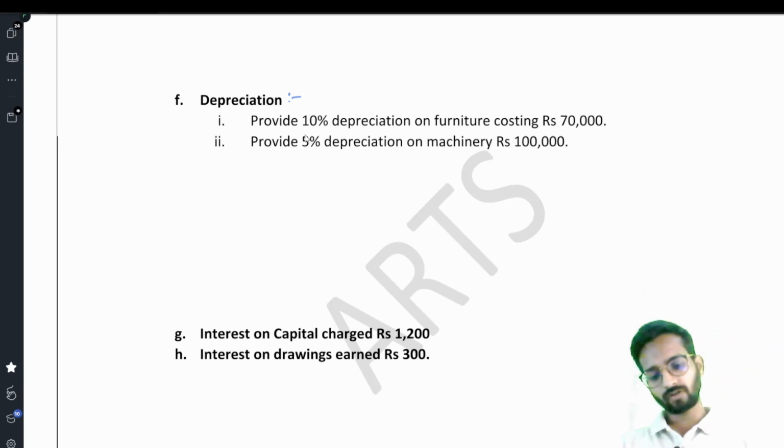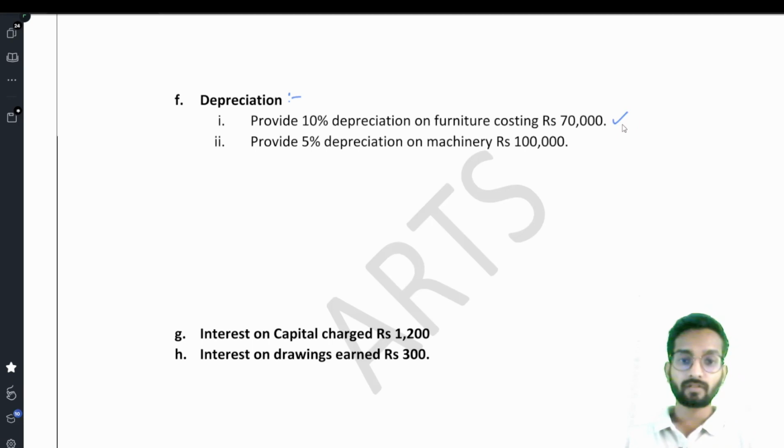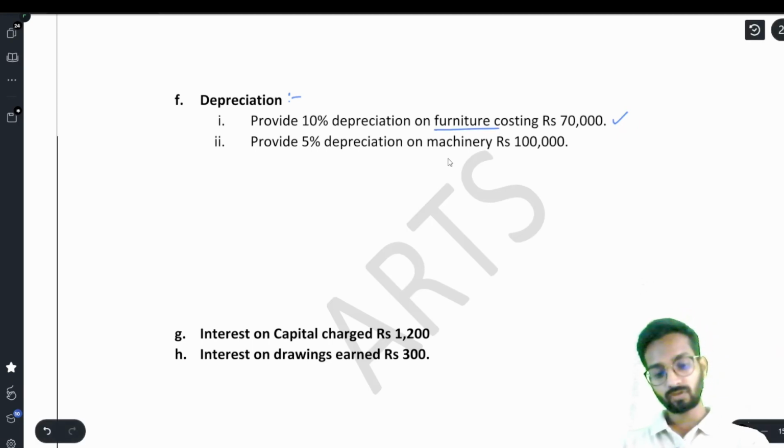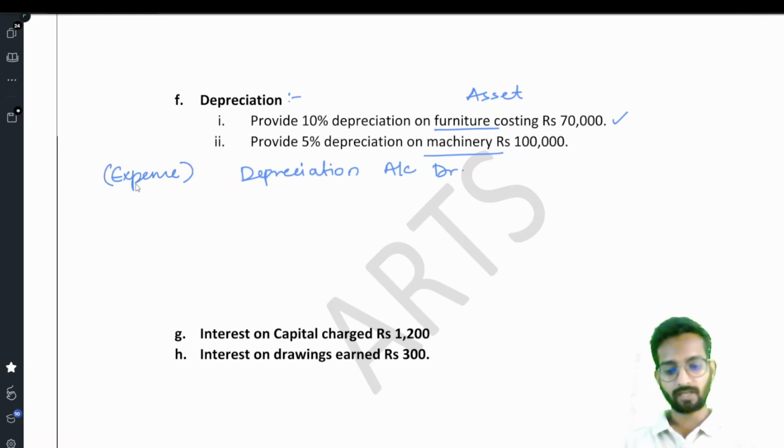So what we are writing: provide 10% depreciation on furniture costing rupees 70,000. They are saying the furniture at our shop, which was valued at 70,000, provide 10% depreciation. It means the value of my furniture has fallen. We both know that furniture and machine are asset accounts. If the value is falling, what will we write? We will write for furniture, depreciation account debit. Why is depreciation account debited? Because it is our expense. Because the value is falling, depreciation account debit.